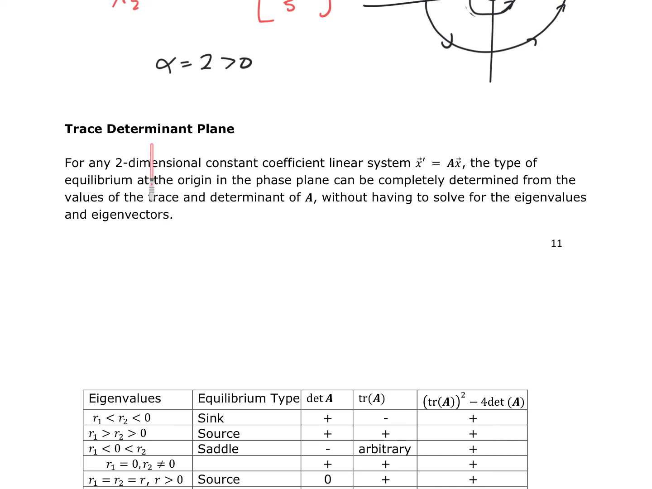It's called the trace determinant plane. For any two-dimensional constant coefficient linear system of this form, the type of equilibrium point of the phase plane can be completely determined from the values of the trace and the determinant of A without having to solve for any of the eigenvalues and eigenvectors. I know. That makes you so sad.